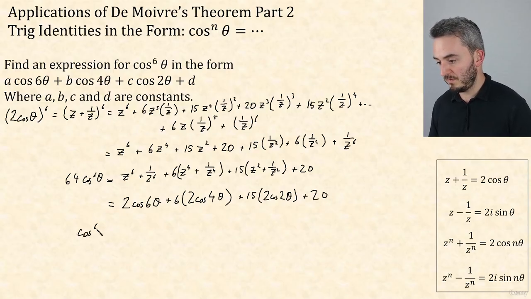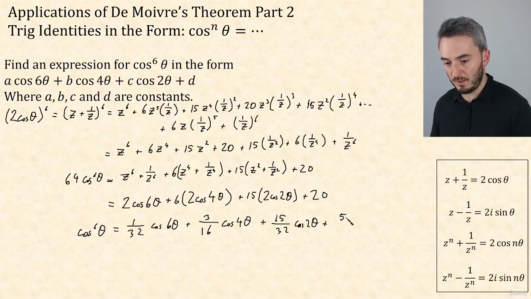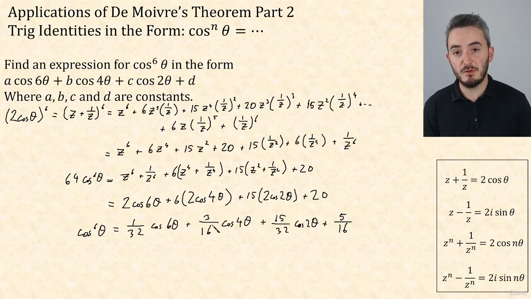So cos to the power of 6 theta. Dividing through by 64 gets me 1 over 32 cos 6 theta. And then we've got 6 times 2 is 12, and 12 over 64 is going to be 3 over 16. So 3 over 16, and that was cos 4 theta. Then we had 30 over 64, which is 15 over 32, and that was cos 2 theta. And finally, 20 over 64 is 5 over 16. And there's my identity. So yes, it's busy on the algebra.